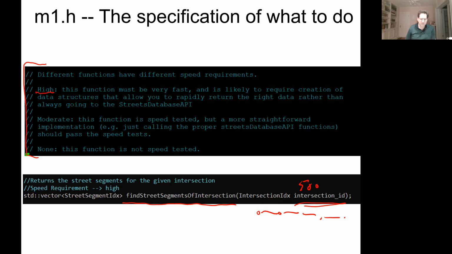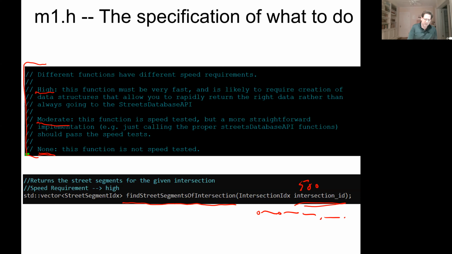To figure out what high means, you go earlier in the header file, and you see this. Maybe I'll start from the bottom. Functions that have no speed requirement, we only have functionality tests. We don't care how fast they are. Our tests time out after 5 minutes, so if you take longer than 5 minutes to respond, we'll consider it hung and you'll fail it, but otherwise it's okay. Moderate means we're going to speed test it, but we think that when we call this function, you can construct the answer by making calls to the lower level API that we provided, the Streets database API. You can construct the answer, return it to us, and as long as you do that in a reasonable way, you should pass the speed test.